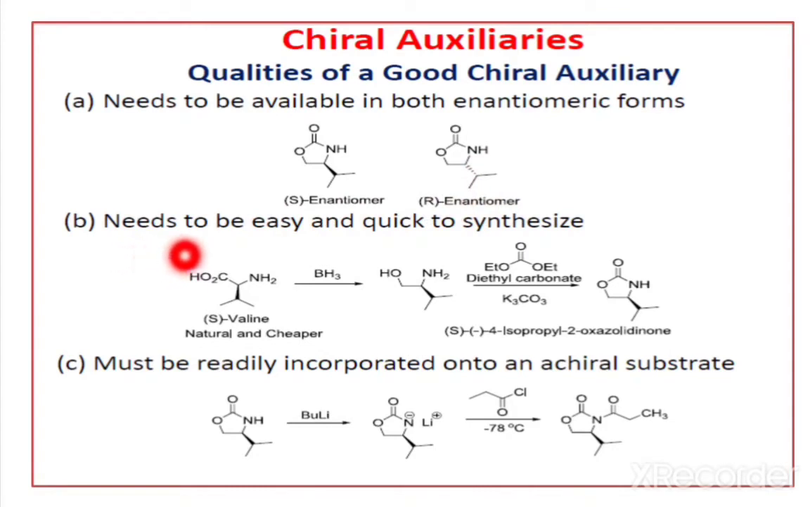Second, it needs to be easy and quick to synthesize. That means when you use the S or the R enantiomer as the chiral auxiliary, it is easy and quick to synthesize. That means this S-valine is natural and cheaper. Therefore, we can use this one because they are easy and quick to synthesize.